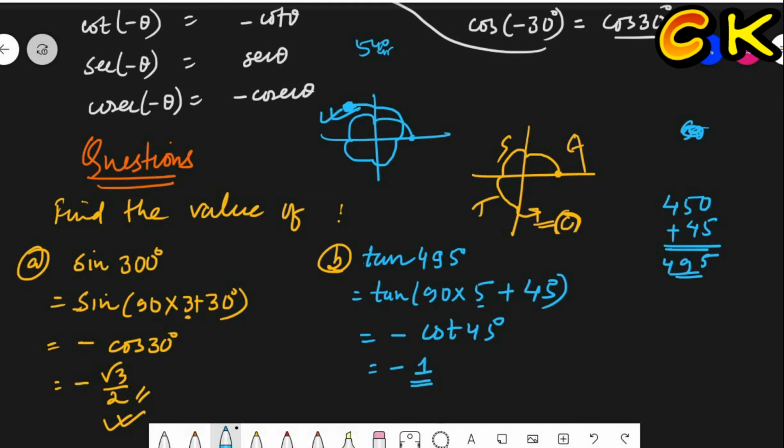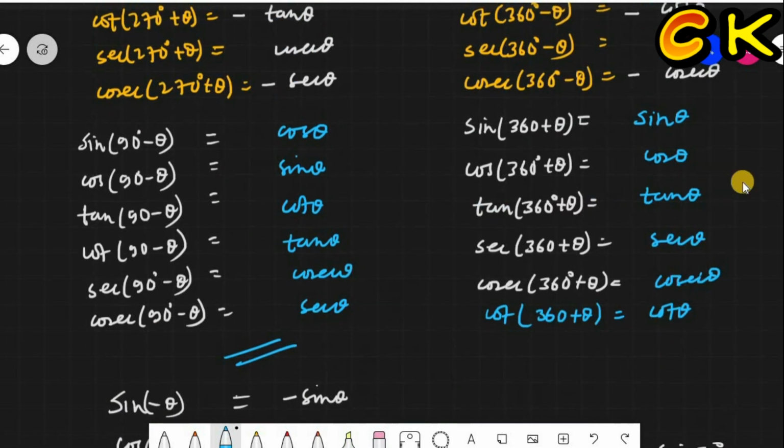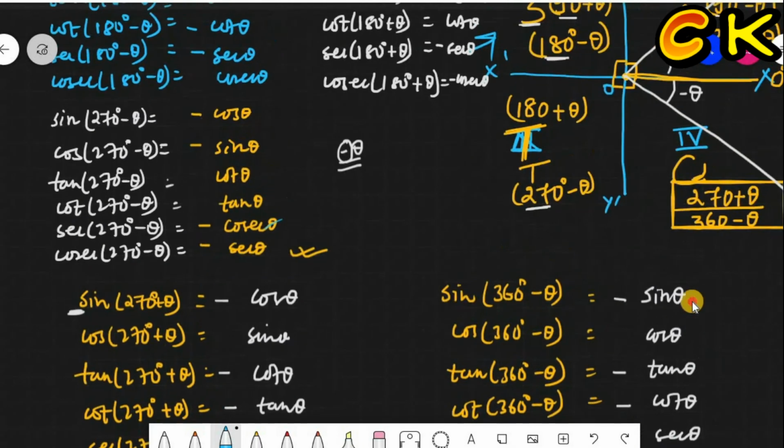Okay. So like this, you can easily solve various questions which come under the CAST rule. So I hope you have understood this very important concept, that is the CAST rule. Thank you very much.